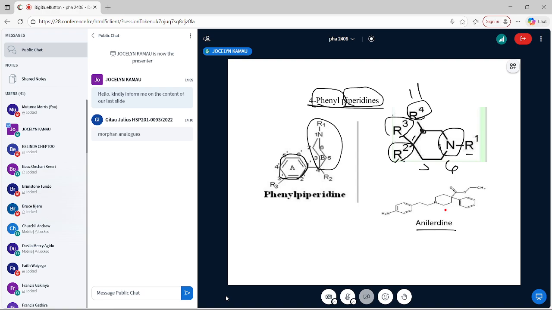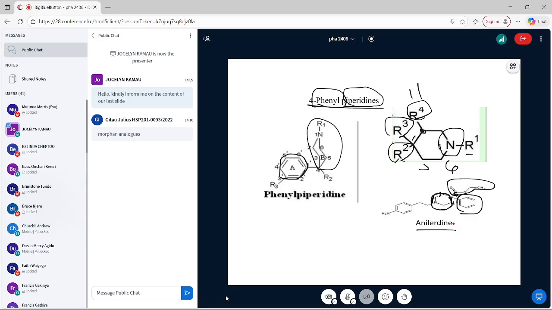Here is our 4-phenyl piperidine, carrying position 1, position 2, position 3, and you can see our position 4. Here is our phenyl group. But you can see also at that position 4, we have an ester. An ester has a carbon there, so this position 4 is still a quaternary carbon.